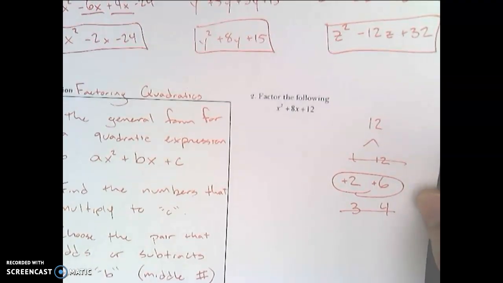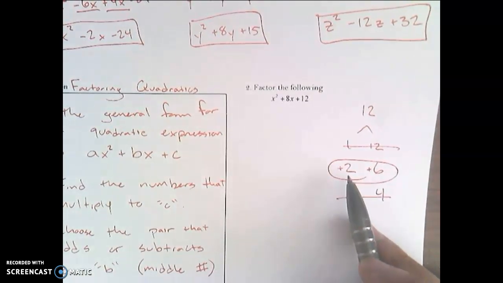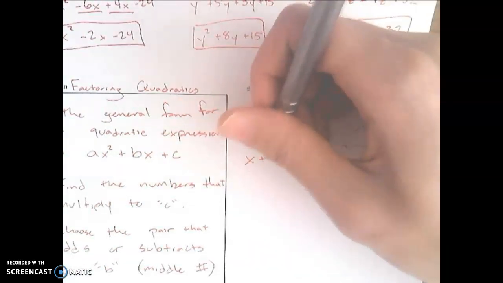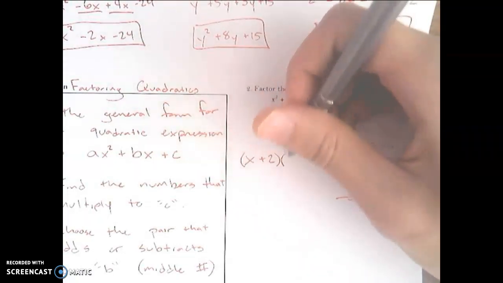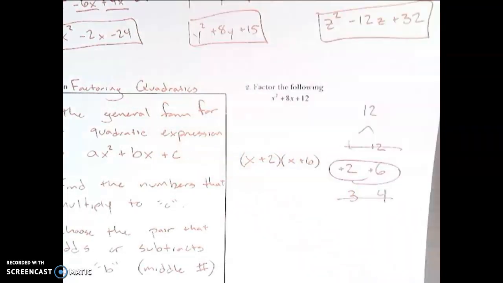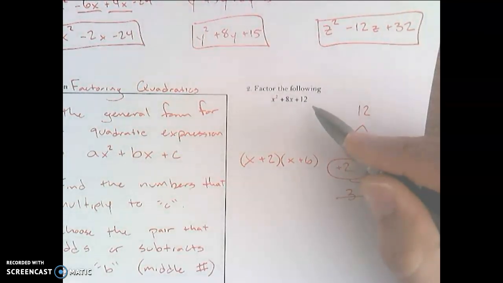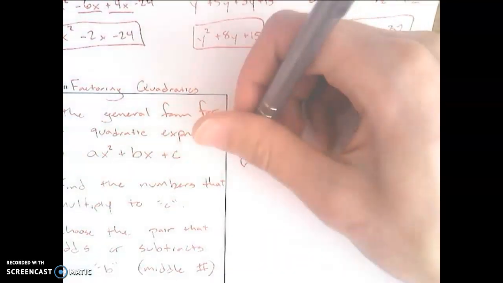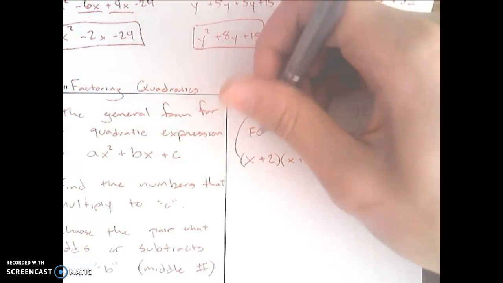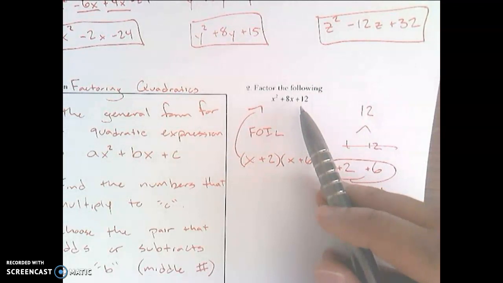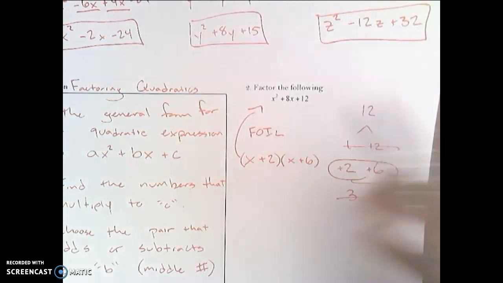Okay, so in this one here are our numbers. We have a positive 2 and a positive 6. When we factor it, it's going to be x plus 2 and x plus 6. So this is our factored form of this quadratic here. If we were to FOIL this out, we would get back to this. So let's go back and check and see.